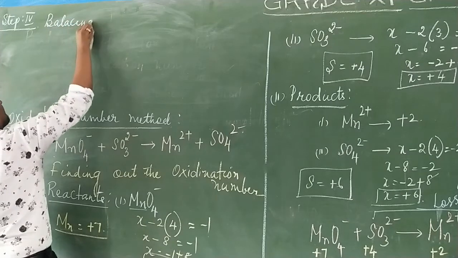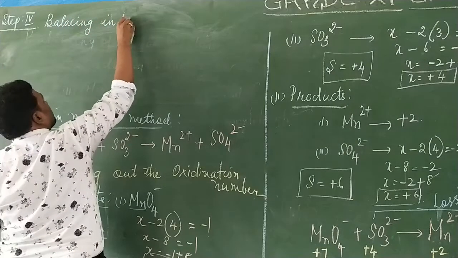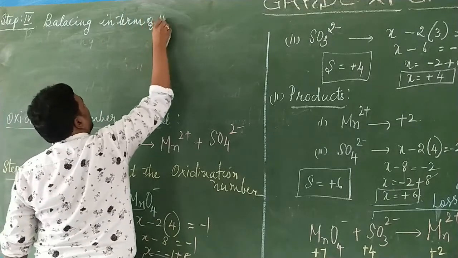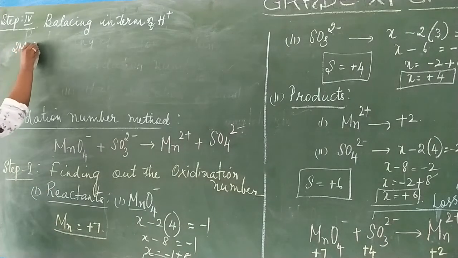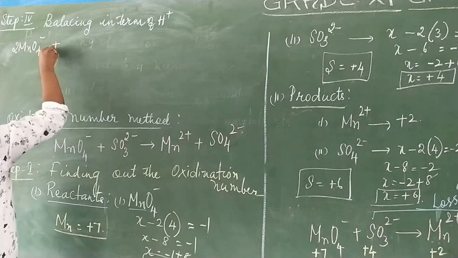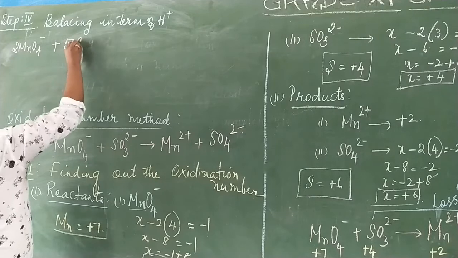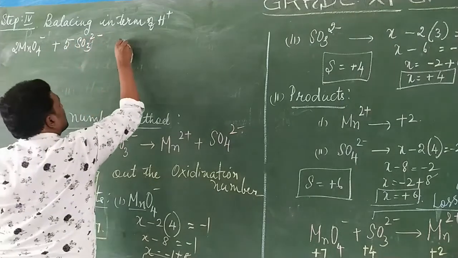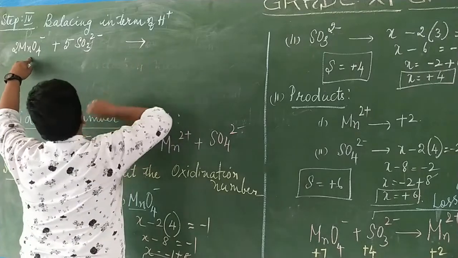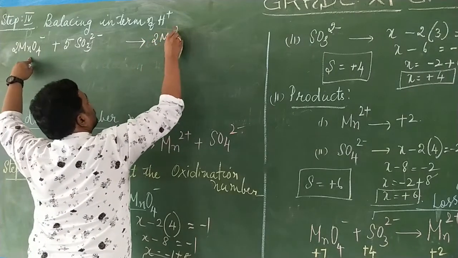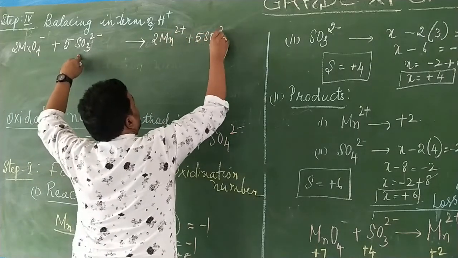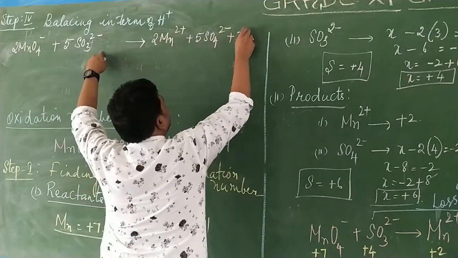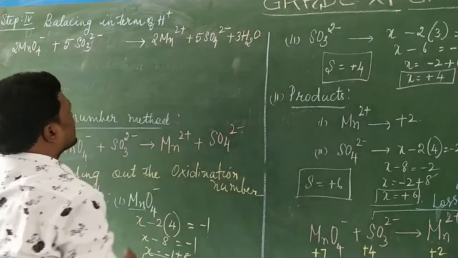Balancing in terms of hydrogen. So what is the overall reaction we have now? Overall reaction is 2MnO4 minus plus 5SO3 2 minus gives 2Mn2 plus 5SO4 2 minus plus 3H2O. The overall reaction we got now.